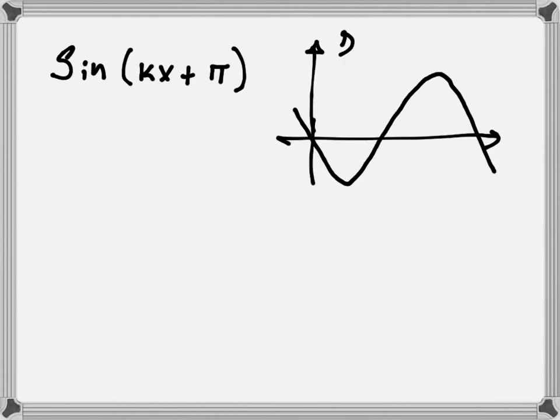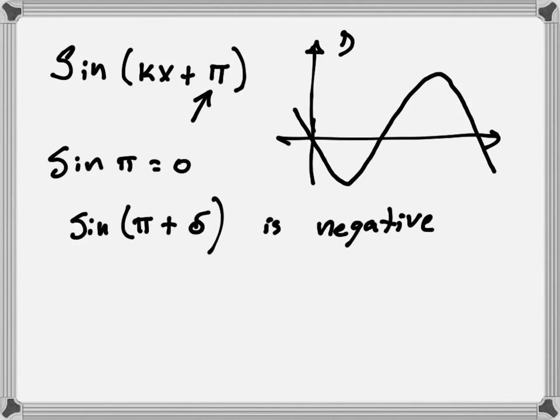The function sine of kx plus pi looks like what you see there. It crosses 0, sure, sine of pi is equal to 0, but if you go a little beyond the x equals 0 point, you're adding a little bit of phase. I wrote that as a delta there, and notice that sine of pi plus some small angle is negative. That's because pi plus a little bit takes you to the third quadrant, and the sine of an angle located in the third quadrant must be negative.